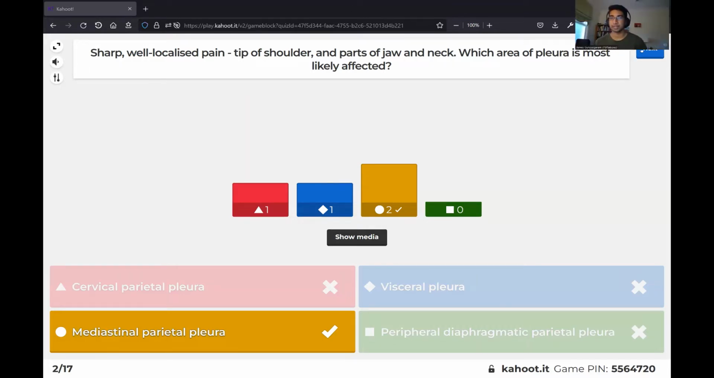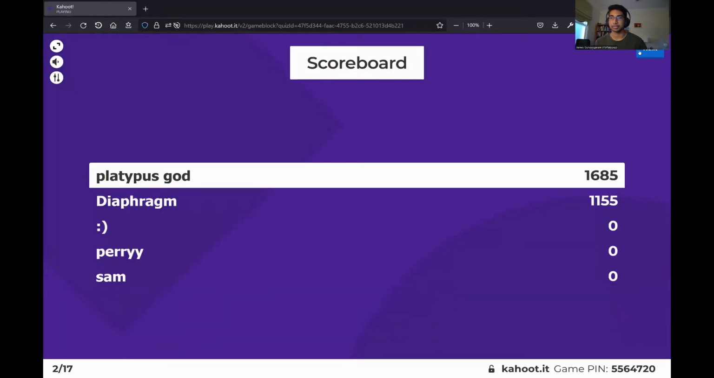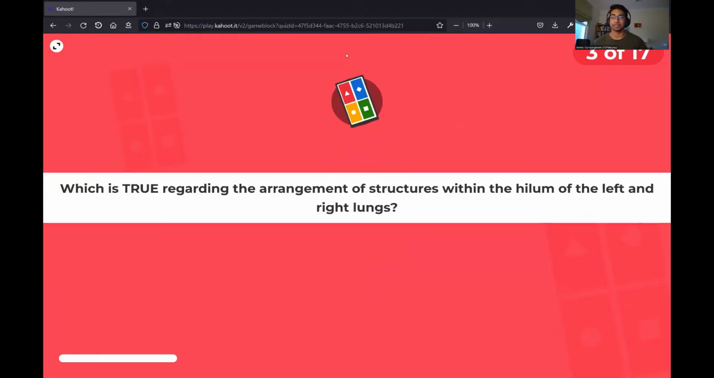Awesome. That's a really in-depth explanation. And well done to Platypus God, who is currently in the lead. Hopefully some of you guys are soon on the board.